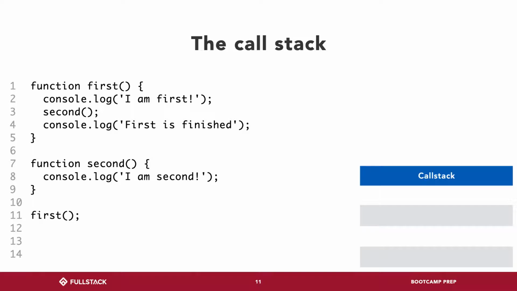So what happens when you call first on the actual call stack? First gets put on. So now JavaScript knows that first is running. I am first is the first thing that first runs, right? So it console logs I am first. But then second starts running. It's called here, so second is put onto the call stack, and first is put on hold. Is everyone okay with that?